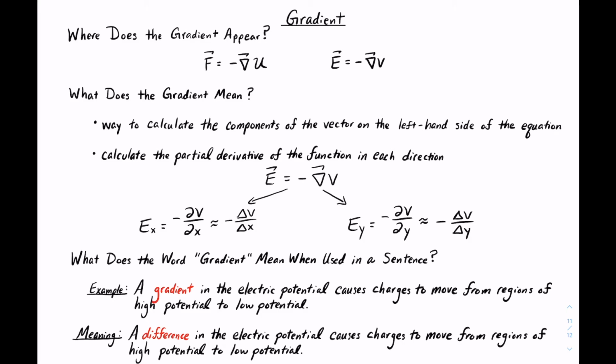Now, we might also see the word gradient used in a sentence. So for example, the sentence, a gradient in the electric potential causes charges to move from regions of high potential to low potential, simply means a difference in the electric potential causes charges to move from regions of high to low potential. And again, that goes back to this definition here of our gradient: a negative gradient means take a negative partial derivative with respect to a distance, and if there's a change in our electric potential for this example, then we would have an electric field.